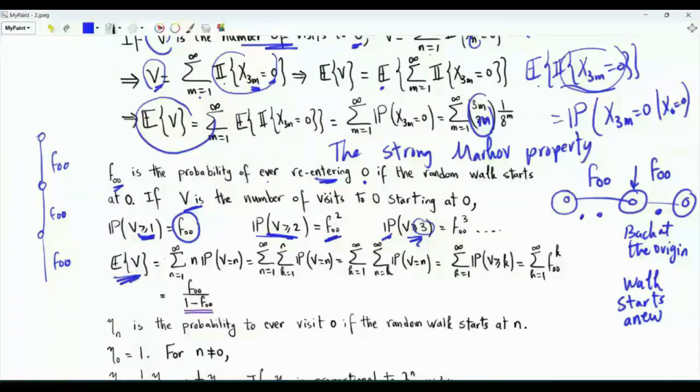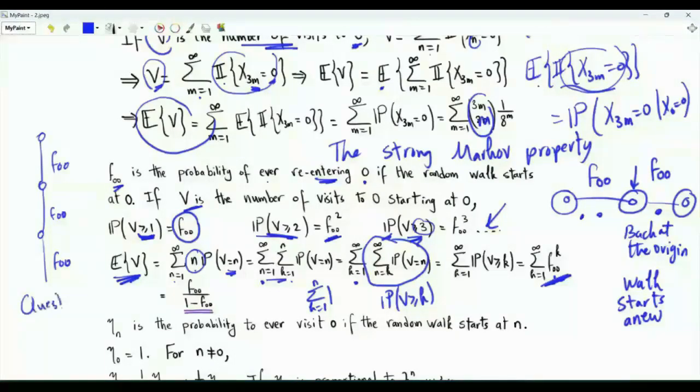Our result of interest is the expected value of v. This is summation n from 1 to infinity of n times the probability that v is equal to n. Let's write this n here as summation k from 1 to n of 1. The summand is real valued and non-negative, so by Tonelli we can interchange the order of summation. Here we have an outer sum n from 1 to infinity, an inner sum k from 1 to n. Equivalently, we can have an outer sum k from 1 to infinity, and n from k to infinity. This summation here is the probability that v is greater than or equal to k. From the argument above, this probability is f00 to the power k. As a geometric series, this sum is f00 divided by 1 minus f00.